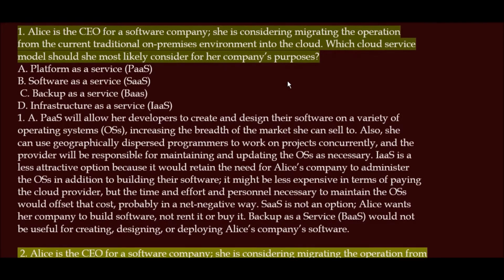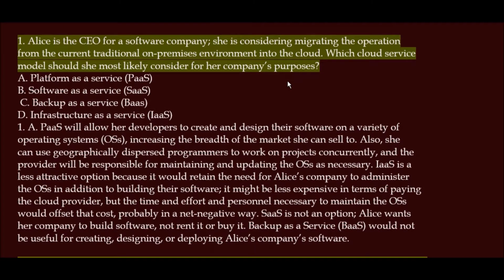First question is, Alice is the CEO for a software company. She is considering migrating the operation from the current traditional on-premises environment into the cloud. Which cloud service model should she likely consider for her company's purpose? Option A is platform as a service, option B software as a service, option C backup as a service, and option D infrastructure as a service.